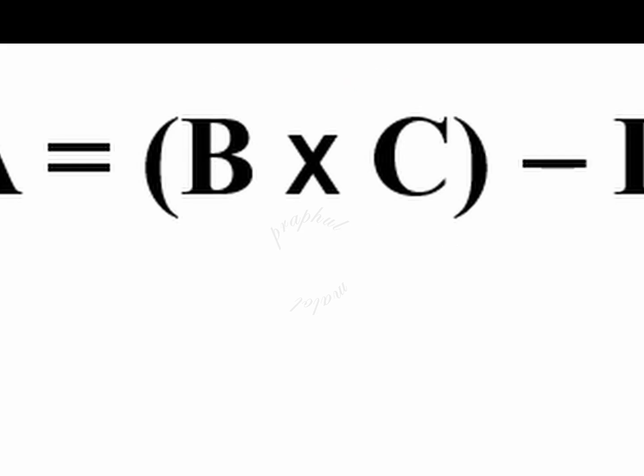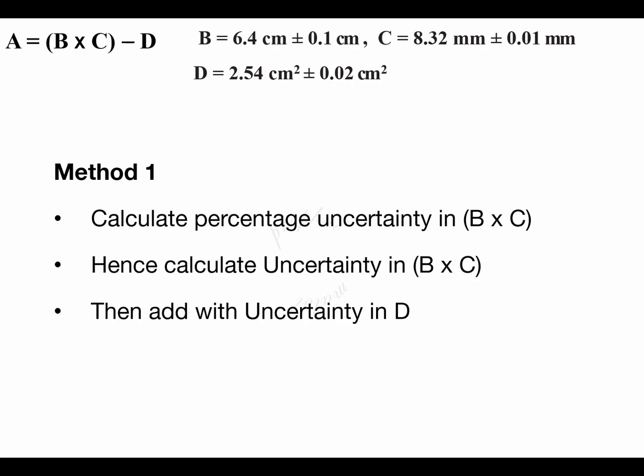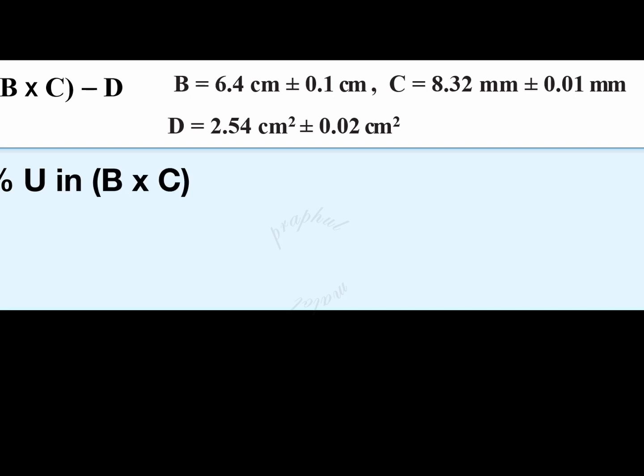The problem is, first part of the equation is a multiplication. So you have to add the percentage uncertainties, and the answer you will get for first part error will be in percentage. The second part of the equation is minus d, which is a subtraction. So you have to add the uncertainties and cannot use percentage. So let's see how to solve this. At first, calculate the percentage uncertainty in B into C.